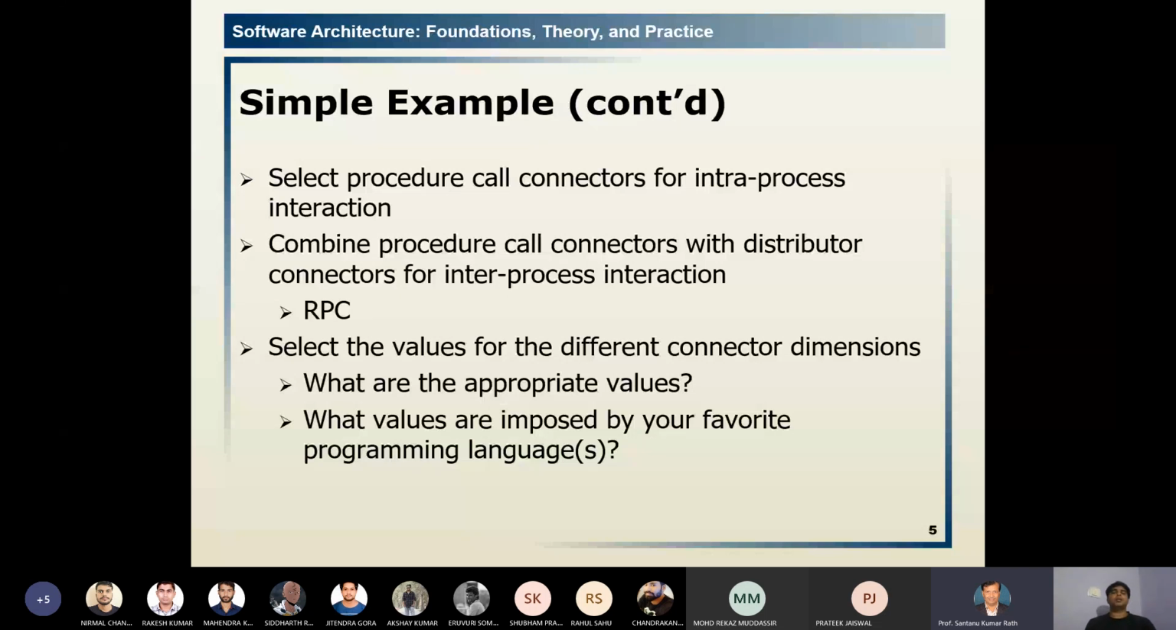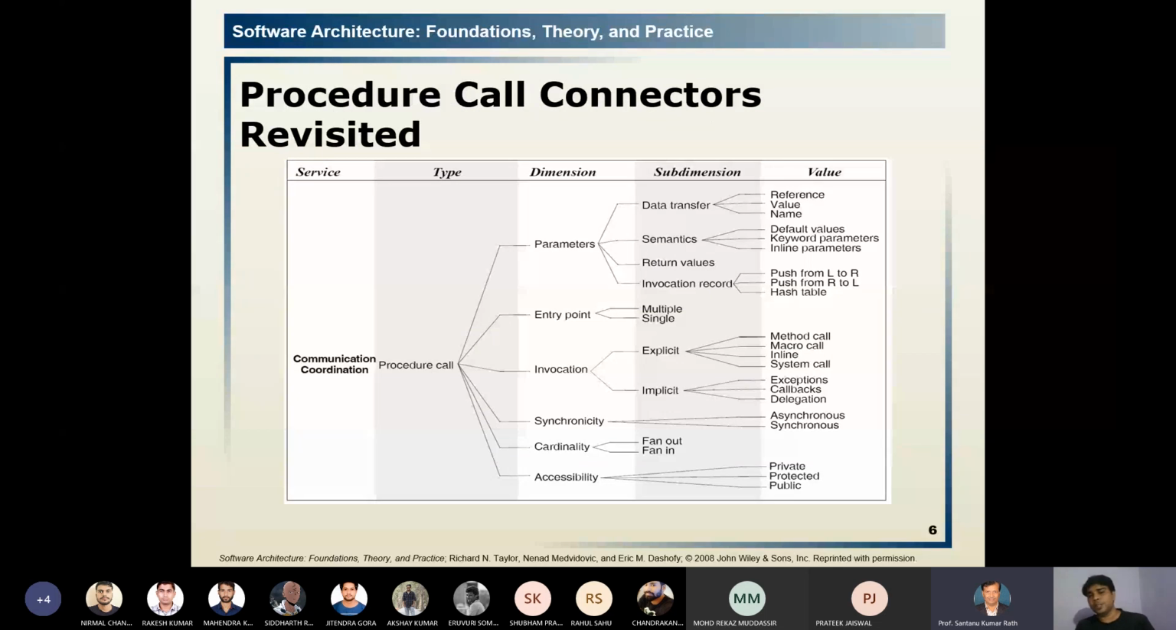Select the values for the different connector dimensions. What are the appropriate values? What values are imposed by your favorite programming language? You have to select it very carefully to choose the appropriate one. Now we are taking the previous one, and we are considering here the procedure call connector type. You can check the type. What type of service is it providing? Now it is communication and coordination.